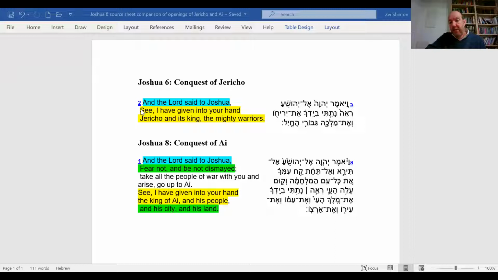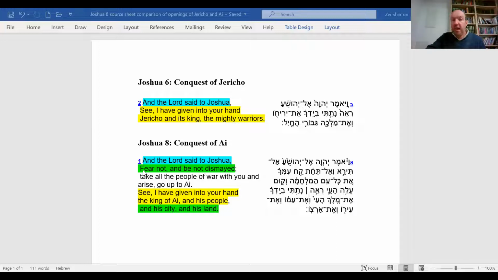And we can see some similarities. Both begin with the Lord speaking to Joshua. Both have a similar saying, "See, I have given into your hand," and explaining what will be delivered into the hand, including the city and the king in both instances. So we can see the similarities. Some are really similar words in exact form. "See, I have given into your hand," "See, I have given into your hand," and the Lord said to Joshua, etc. And I've highlighted and see the parallel colors. What's interesting, though, is to see the differences.